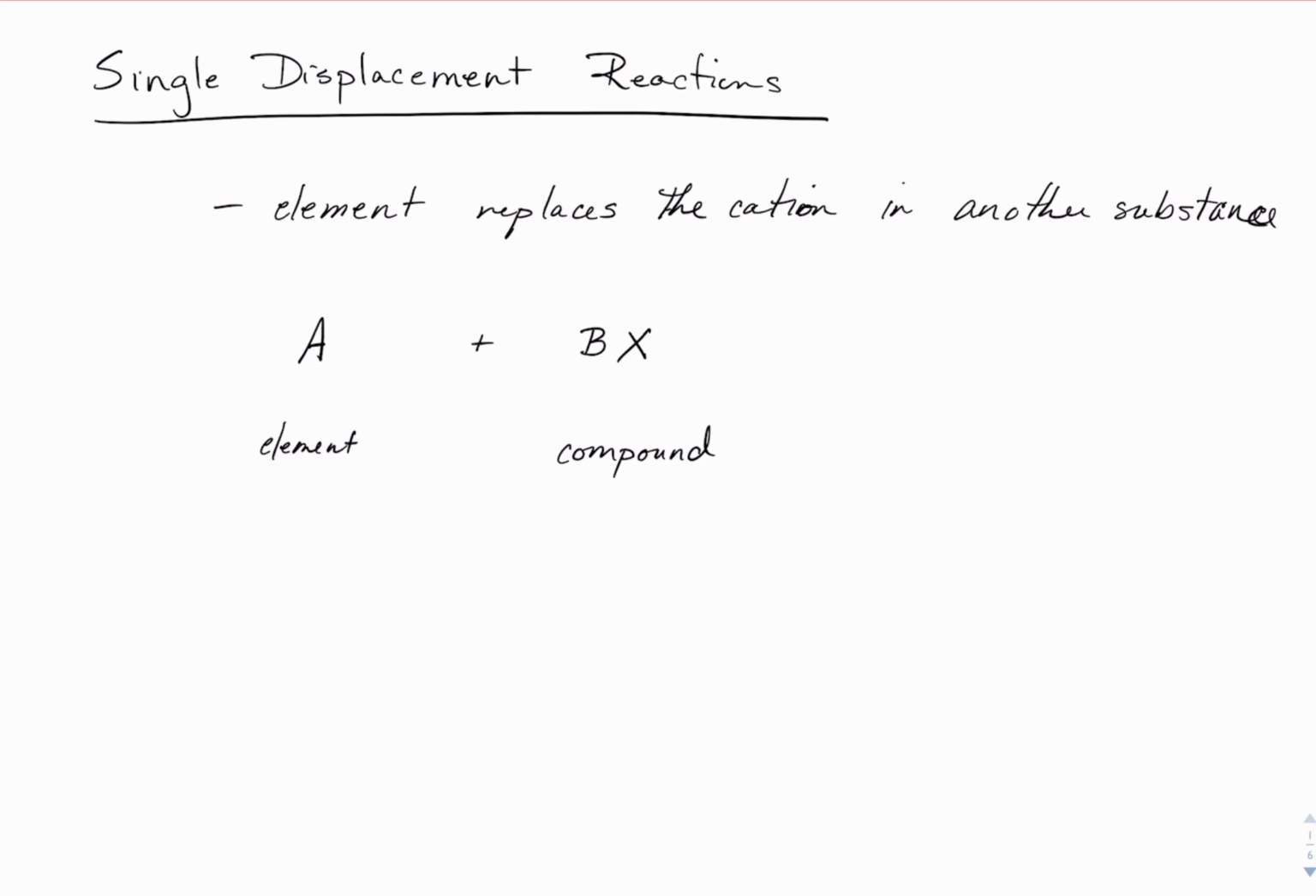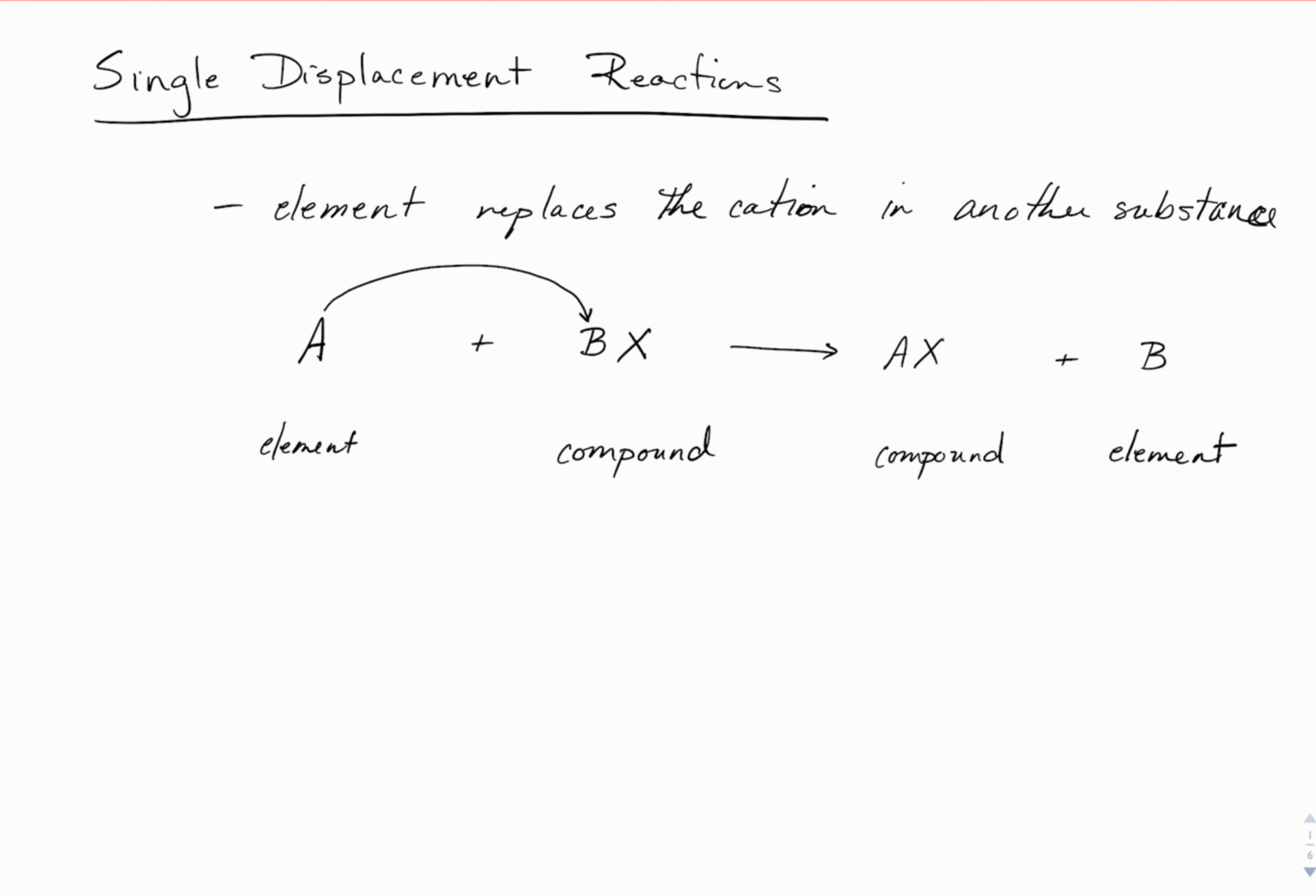The definition of a single displacement is that the substance in elemental form, the A, must take the place of B in the compound. So you would produce a new substance that is a compound, AX, and a new element that is only B.